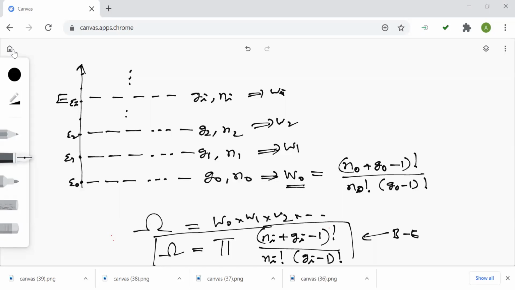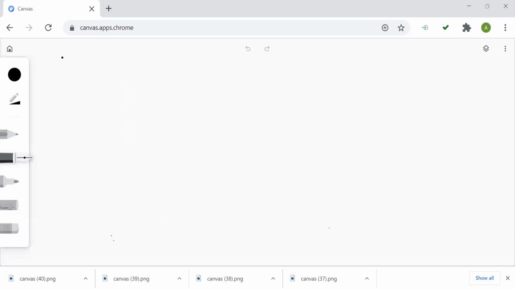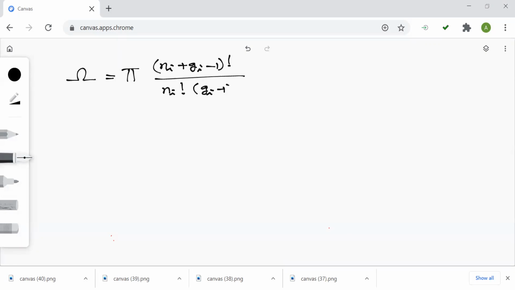Okay, then what is the next step? We have to calculate the most probable macro state. For this, you have to maximize the function. Okay, so we have the formula: total thermodynamic probability equals the product over i of (ni plus gi minus 1) factorial divided by ni factorial into (gi minus 1) factorial.